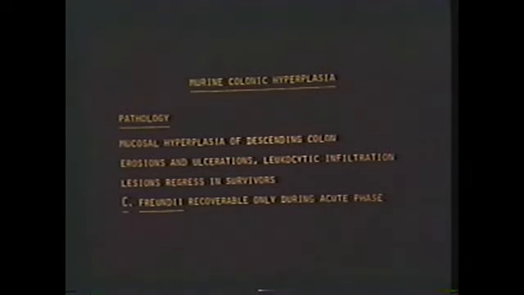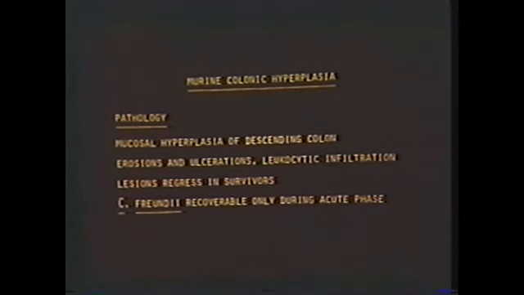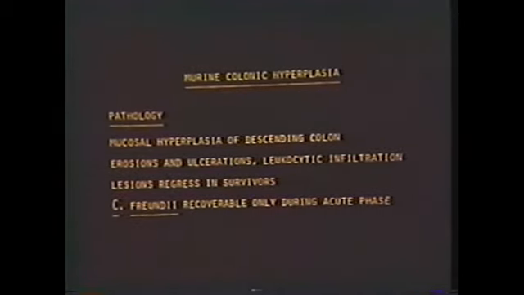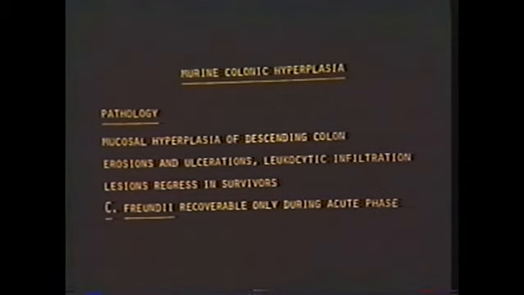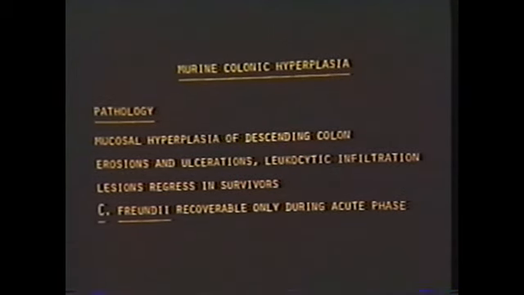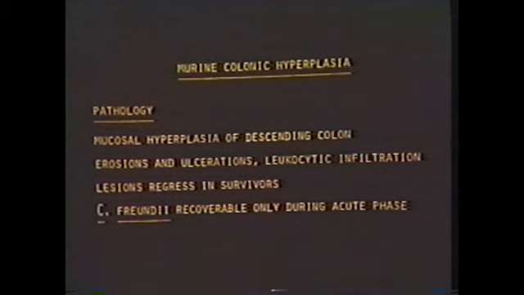So these are good examples of murine colonic hyperplasia, and the pathology, mucosal hyperplasia of the descending colon, and erosions and ulcerations may occur with leukocytic infiltration, and the lesions certainly regress in survivors, and Citrobacter freundii is recoverable only during the acute stages of the disease.